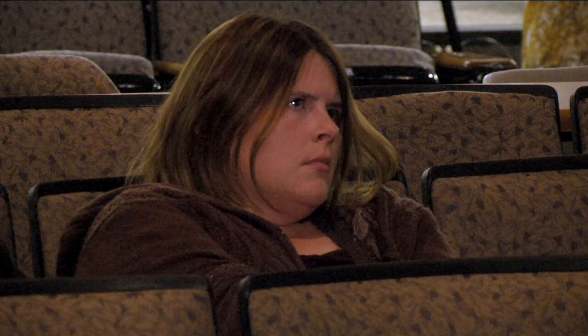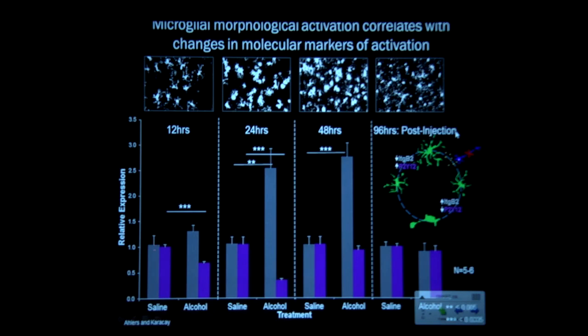So let's look at ITG beta 2 first. It's supposed to go up with activation, and that's what we see. If we follow the gray column, we see that it goes up as microglia round up. Then if we look at P2Y12, which is the purple column, we see that it goes down just like it's supposed to. So it appears that microglia are becoming activated. Now, if they're deactivating from 48 to 96 hours, what should happen is that those two markers should go back to levels that we see in the saline injected control. And that's what happens. ITG beta 2 goes down and P2Y12 goes up, right?